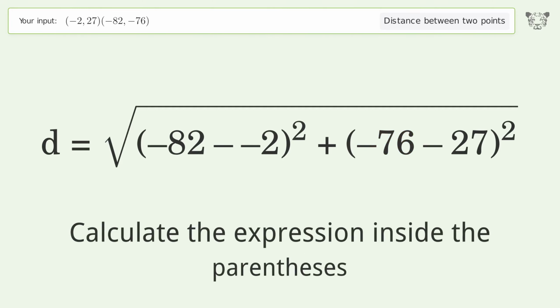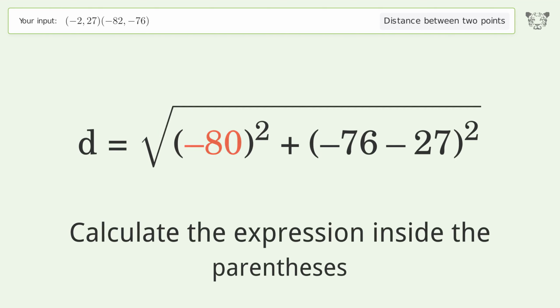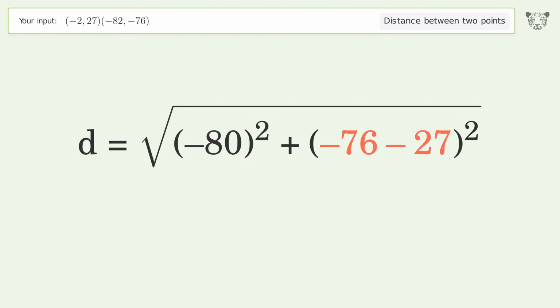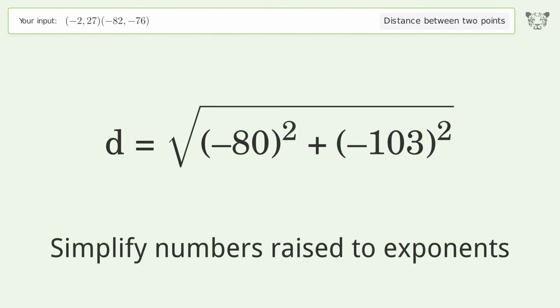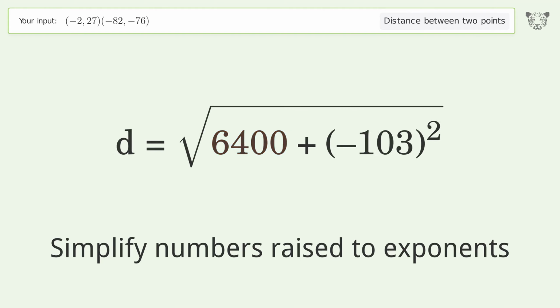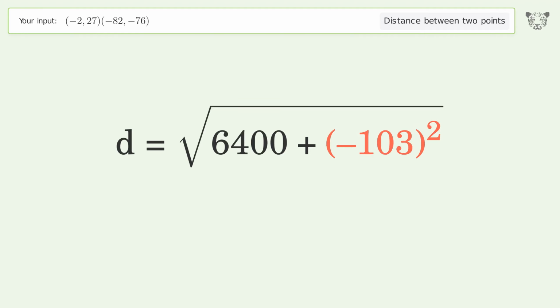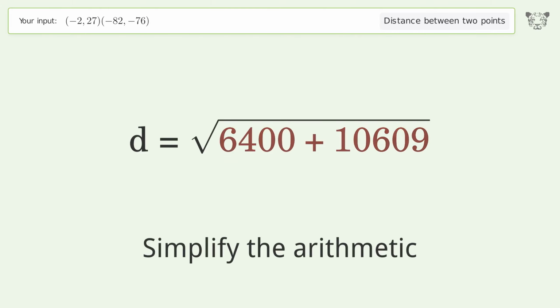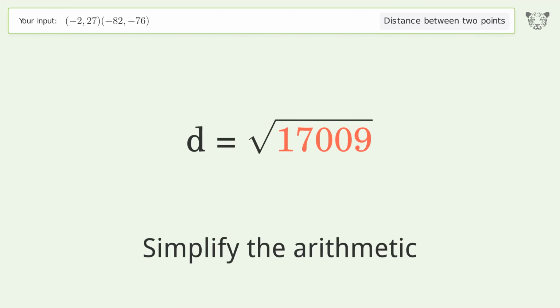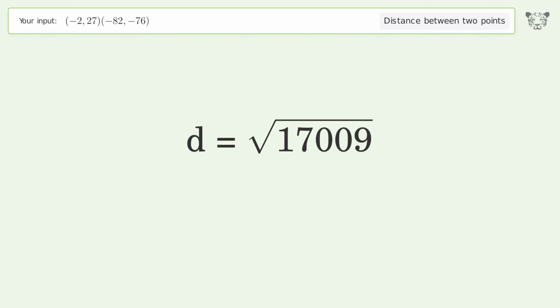Calculate the expression inside the parentheses. Simplify numbers raised to exponents. Simplify the arithmetic. And so the distance between the 2 points is the square root of 17,009 or 130.419.